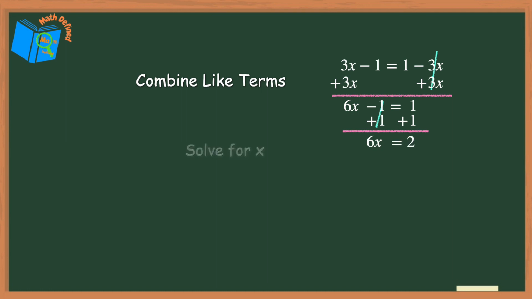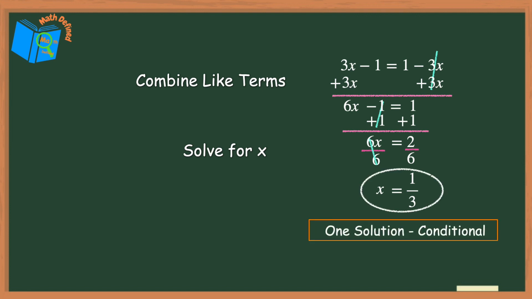Next, we need to solve for x by dividing each side by 6. On the left side, the 6's cancel each other out, leaving the x, and on the right side, I have a fraction of 2 over 6, which I can simplify to 1/3. So this equation has just one solution. X equals 1/3.